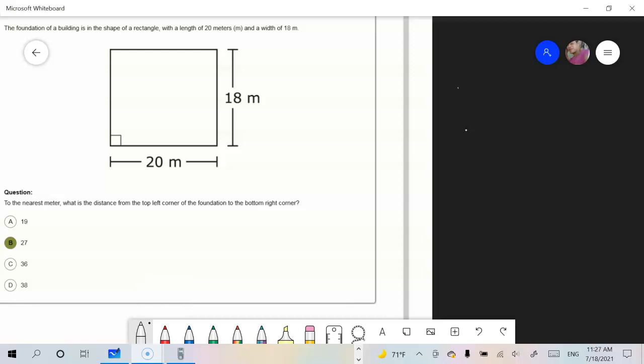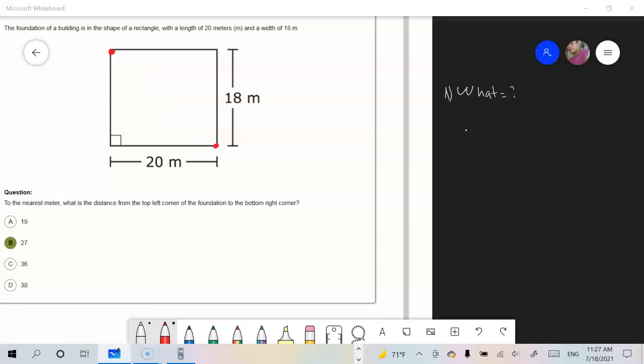So this is a word problem, and I have told you before, when you are solving a word problem, you need to answer two questions. The first question is, what is the problem asking you to solve? Okay, so let's read the problem. When we read it, we see that the problem is asking me the distance from the top left corner, which is this one here, of the foundation to the bottom right corner, which is this one here. So the distance that the problem is asking me to find is this line that I'm drawing here. And let me draw that line straighter.